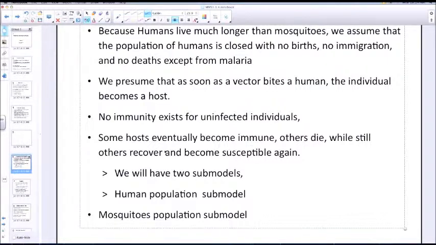But once the host is bitten by the mosquito, they have two possibilities: either die or become immune for a little while. And in this model, we have two sub-models. Both are population models. One is the human population sub-model, and another one is the mosquito population sub-model.